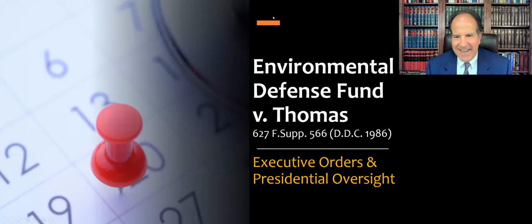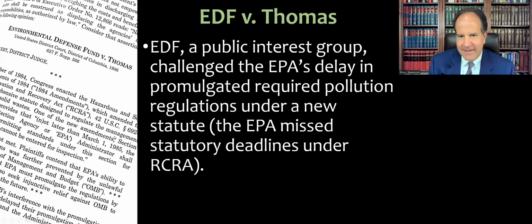I'm Drew Stevenson, and this is a lecture about the case Environmental Defense Fund v. Thomas. This is actually a district court case from the District of Columbia from 1986 about executive orders and presidential oversight. And specifically, we're going to be talking about the OMB, or the Office of Management and Budget. So let's look at what happened in this case.